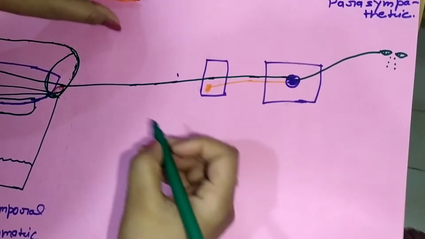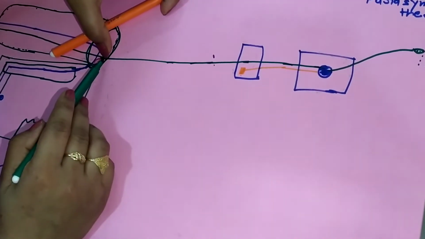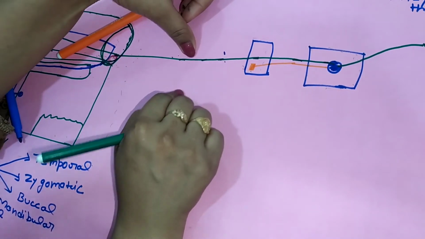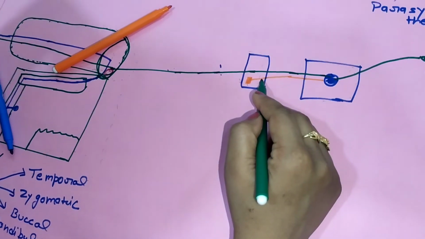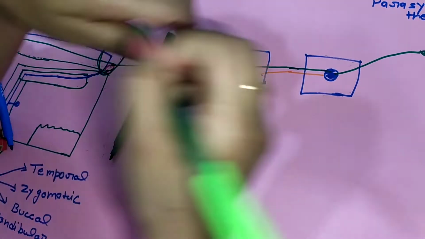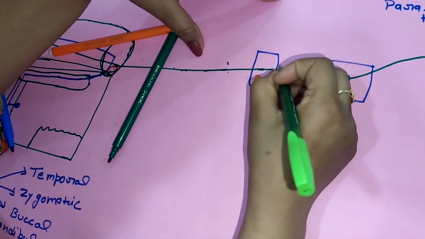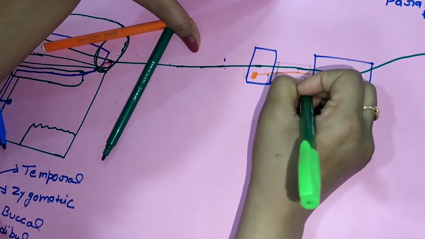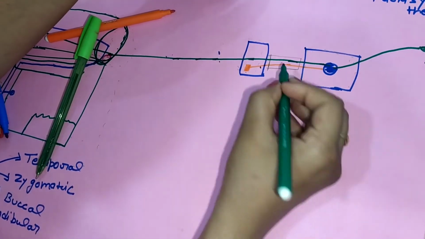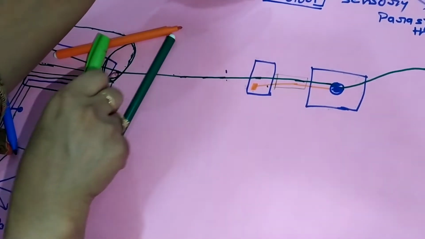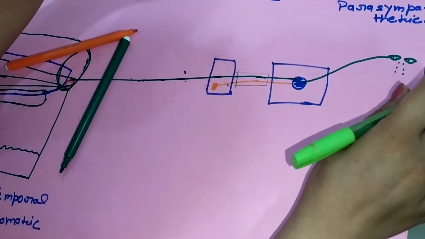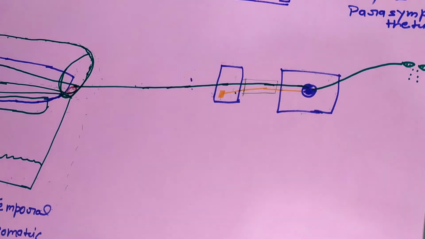Now this part of the fiber which is coming from here is called greater petrosal nerve. This sympathetic fiber is deep petrosal nerve, and these two fibers move inside a canal. This is called pterygoid canal, and the nerve is called vidian nerve, and this is the parasympathetic fiber reaching the lacrimal gland, responsible for lacrimation. I will again repeat this.